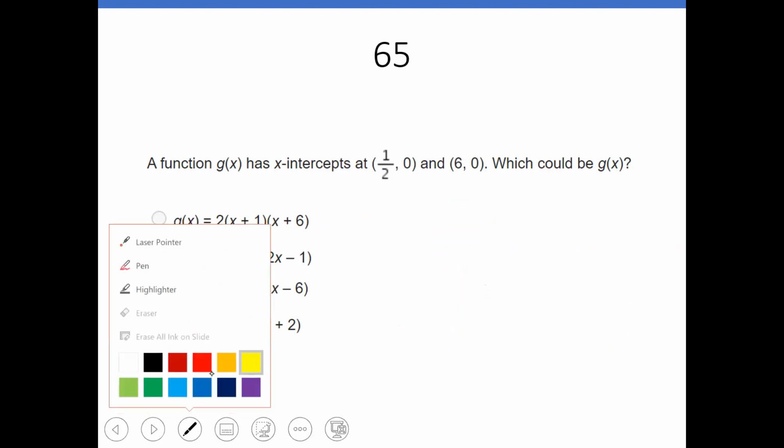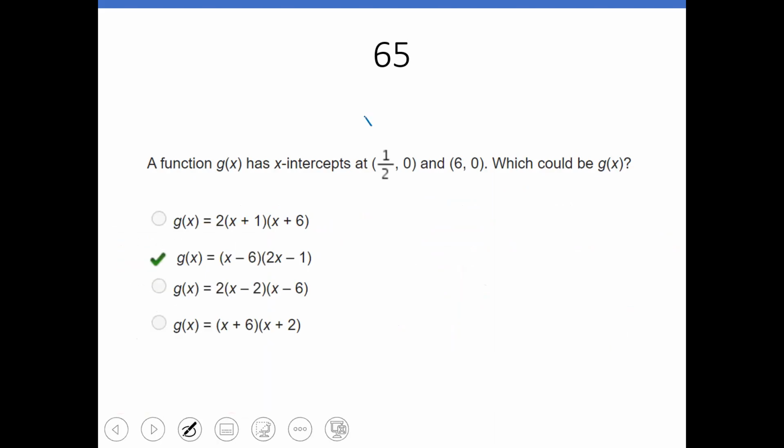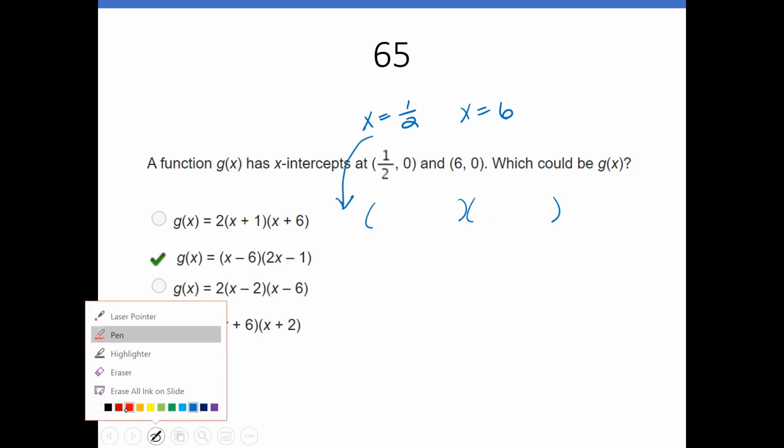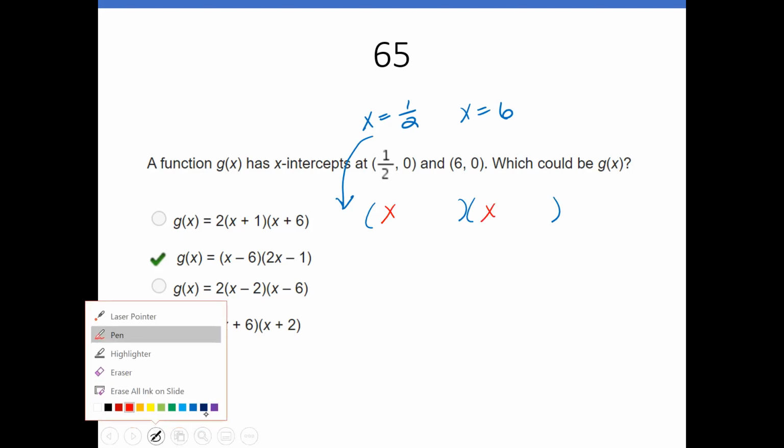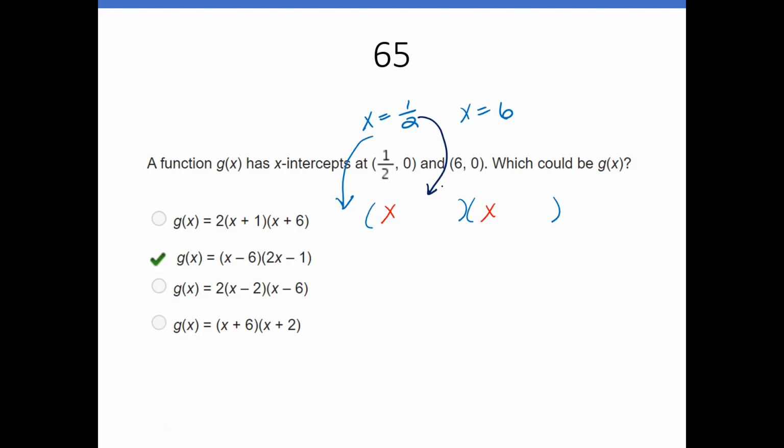All right, so a function g of x has x-intercepts at this and that, which could be g of x? Okay, so now we're working backwards. So what this is saying is that x equals 1 over 2, x equals 6, okay? So if I put these numbers back into parentheses, because you're working backwards, you have x and x right here. And if I move this back in here, it has to be opposite. What's opposite of a negative 1 over 2? A positive 1 over 2? It's a negative 1 over 2, right? What's opposite of a positive 6? It's a minus 6.